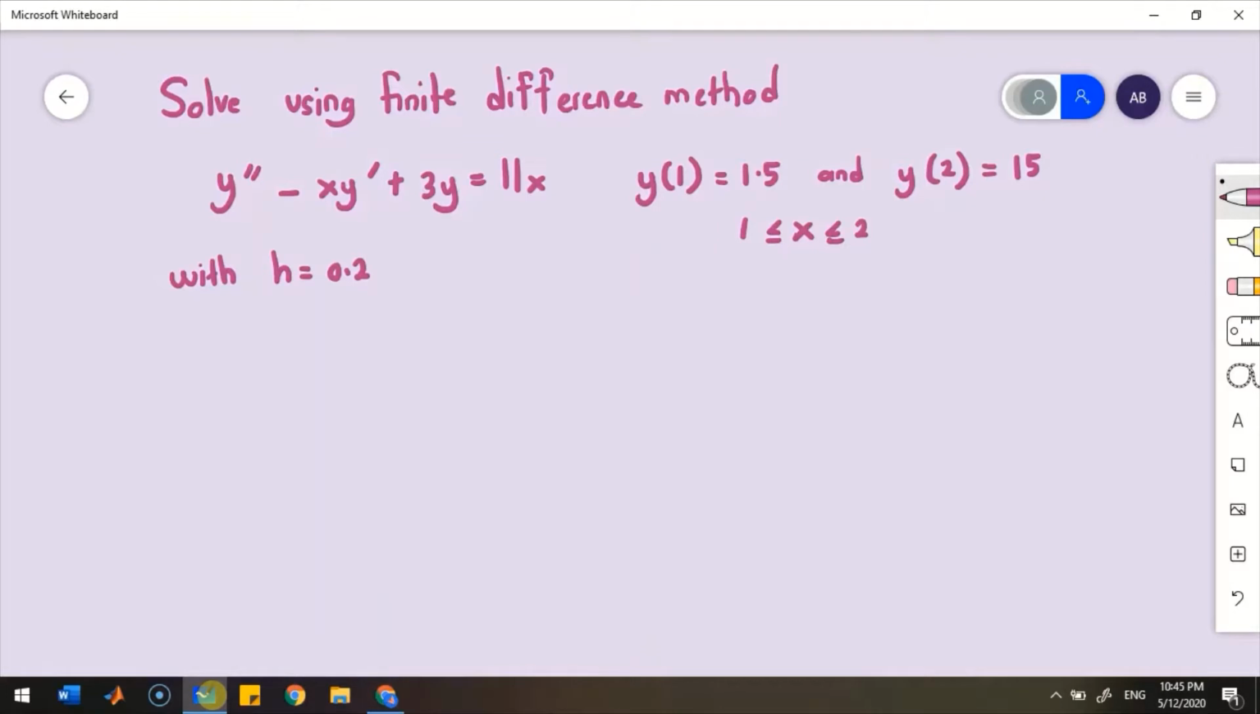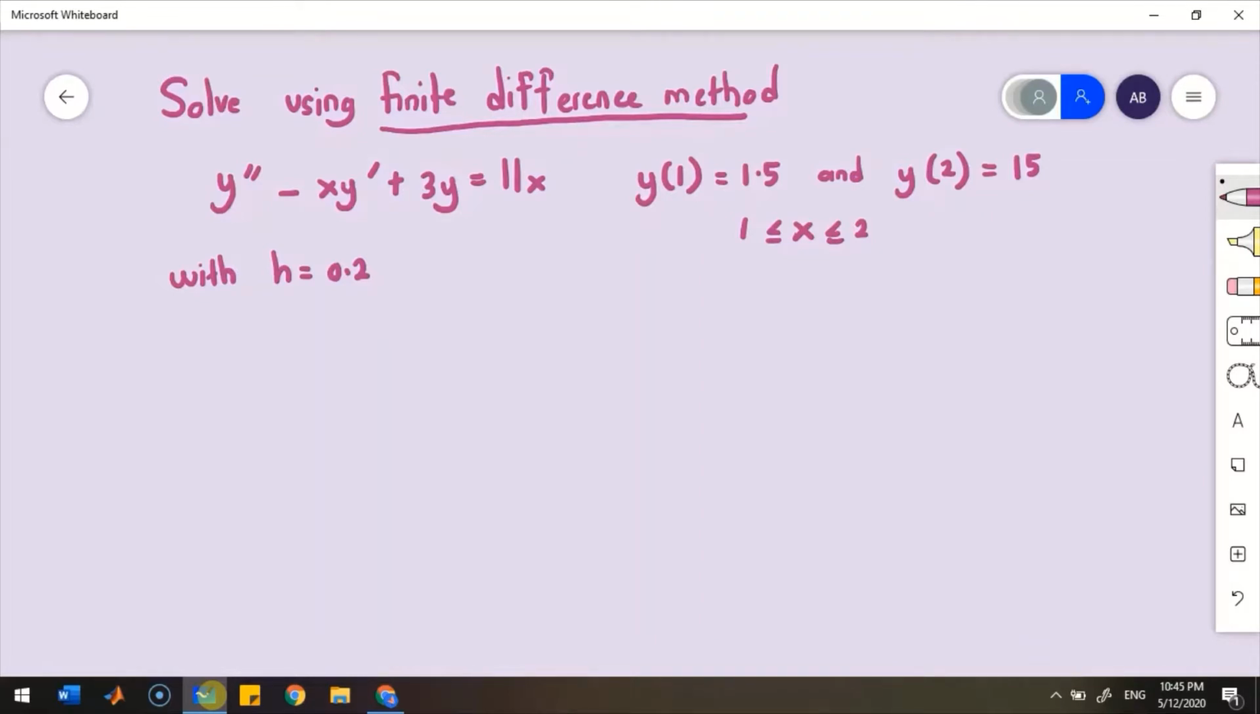Okay, so if you don't know what the finite difference method is, please watch my video on boundary value problems using finite difference approximation. In that video I've given you an explanation on how to use the finite difference method. But today we're going to solve it.